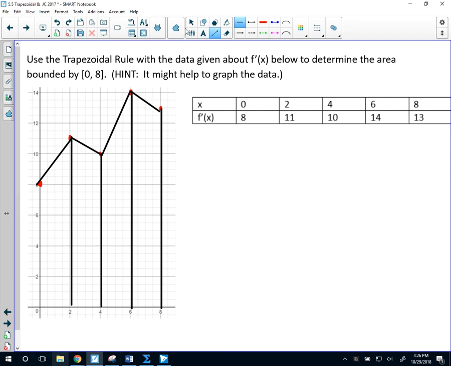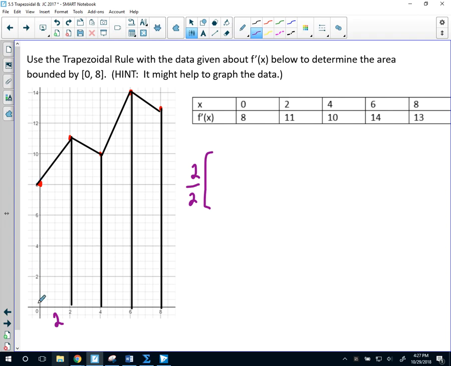So the height of each of the trapezoids is 2. My y naught base is 8, and the very last base that I have is 13. All right, so to do this one with the formula, remember you take the height, which is 2, and divide by 2.